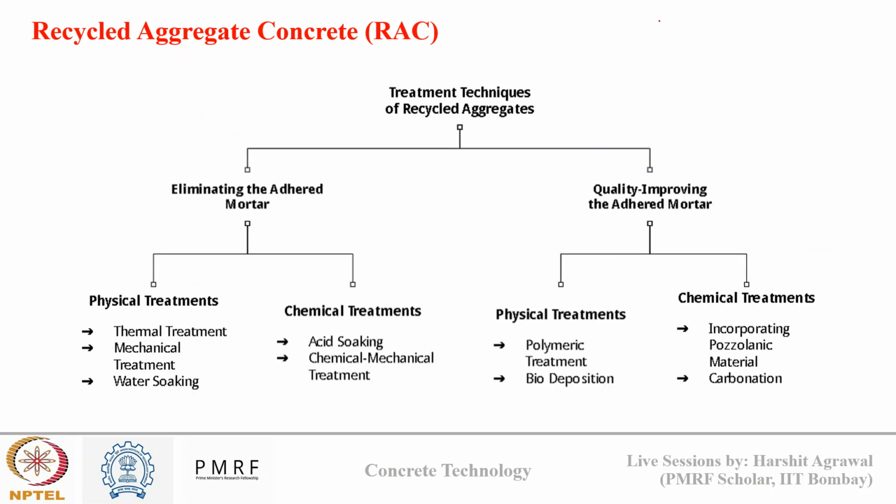Now, to improve the quality of this recycled aggregate concrete, there are several treatment methods available. These treatment methods are broadly classified into two categories. Either we need to eliminate the adhered mortar, or we need to improve the quality of the adhered mortar. For eliminating, we can use physical treatments like thermal treatment. We can heat the aggregate and make the adhered mortar weak so that it will be removed. Mechanical treatment is like rubbing the aggregates to remove the adhered mortar.